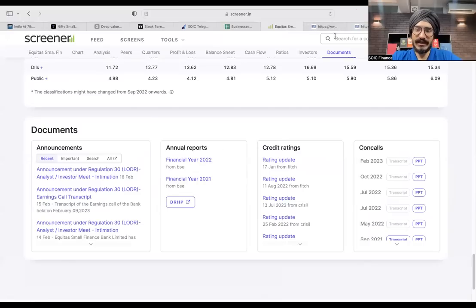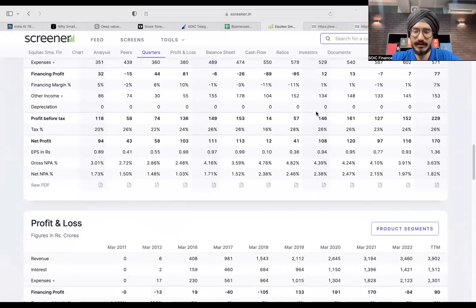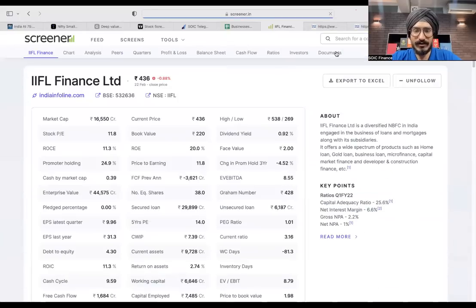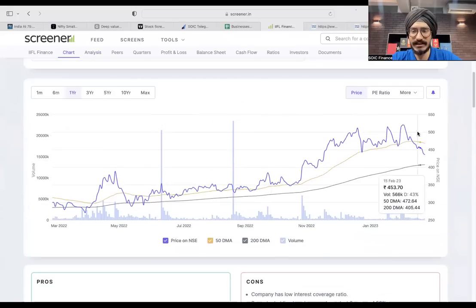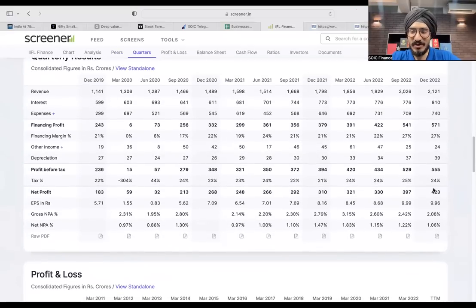Again, we saw Equitas. Then the second, I think over here the business seems to be on track after COVID recovery. But let's look at IIFL Finance, where there has been a correction of around 10-20%. I think post the results, the stock was at its all-time high. Then after it, there has been some correction. But if you just look at the results over here, their GNPAs have fallen from 2.42% to 2.08%. NNPAs have also fallen. And similarly, your net profit has grown from 397 crores to 423 crores quarter on quarter.